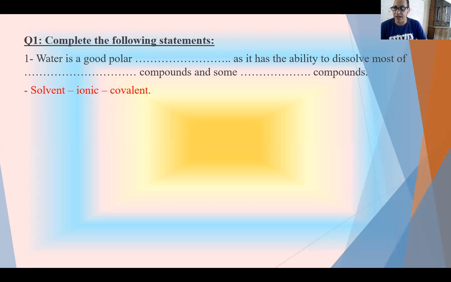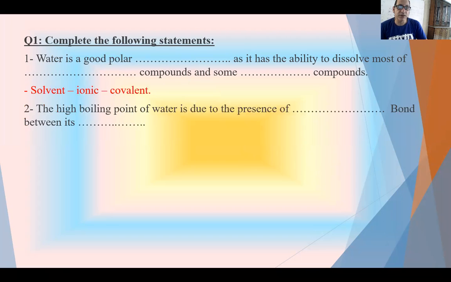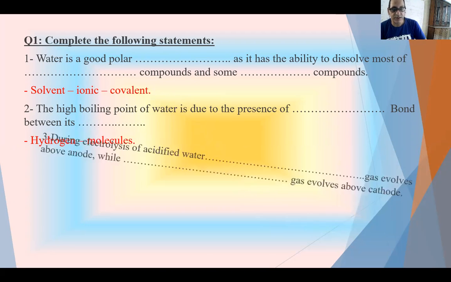So: solvent, ionic, covalent. Number 2, the high boiling point of water is due to the presence of, and it is very important, which type of bonds: hydrogen, ionic or covalent? It's hydrogen bond between its molecules. No, not between its atoms, because the hydrogen bond arises between the hydrogen of one molecule and the oxygen of another molecule. So it's between molecules.